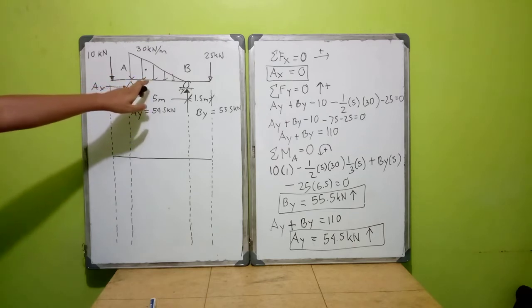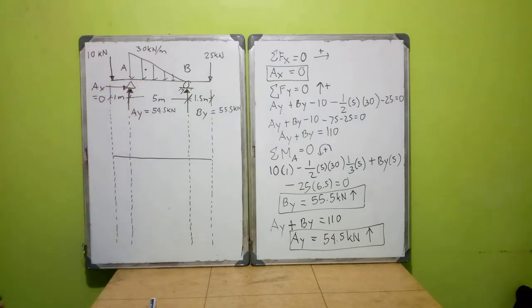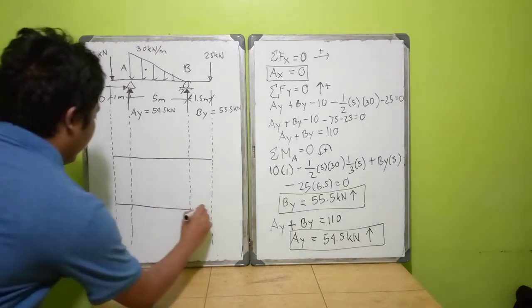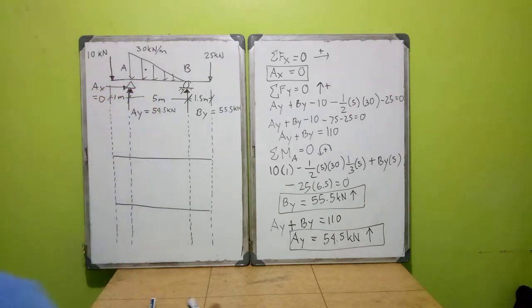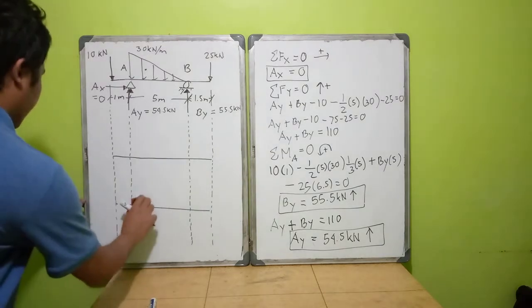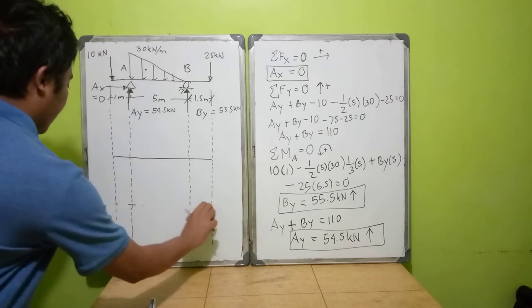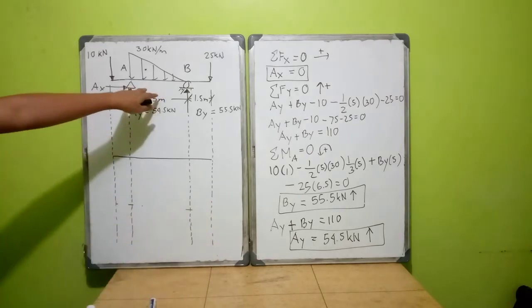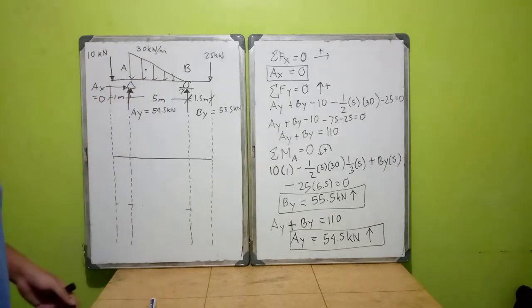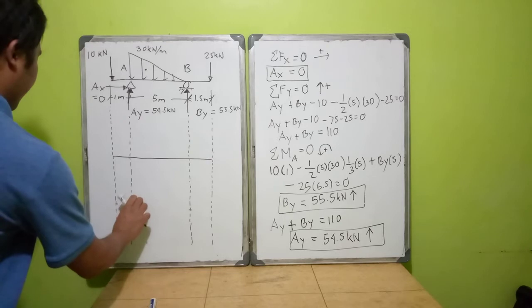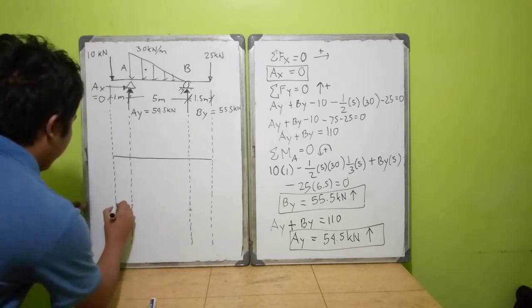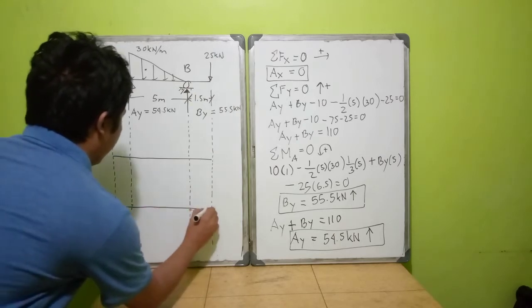Okay, since this is triangular, it would be easier, in my own opinion, if we use shear and moment equations. If this were only a rectangular distributed load, you could use what we did in the first example in Shear and Moment Equations Part 2. You can use the method mentioned in that video.